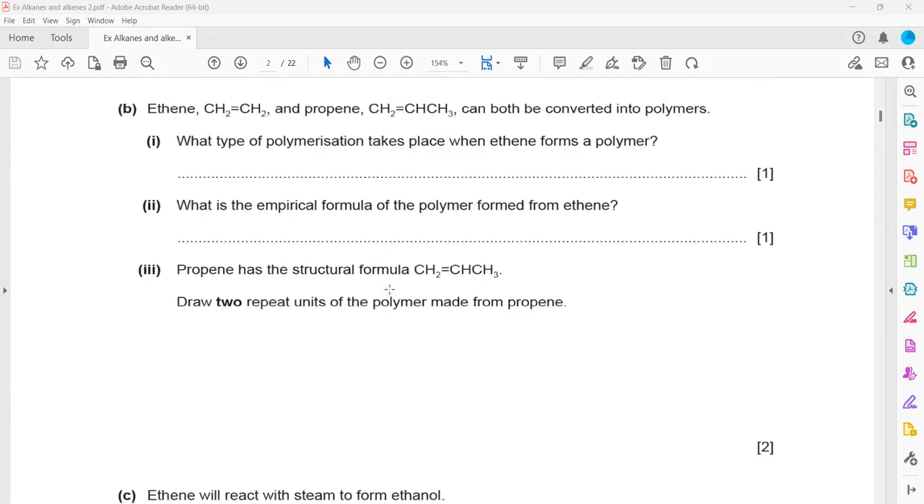In part B, ethene and propene, as the structural formula is shown, can both be converted into polymer. What type of polymerization takes place when ethene forms a polymer? Because we have two types of polymerization, one is addition, another one is condensation. So which kind of polymerization will happen whenever we have alkene? Is it addition or condensation? Addition. So we'll have addition.